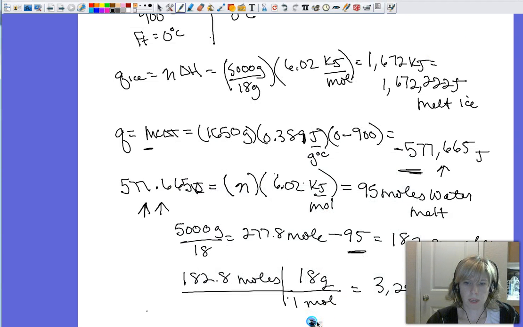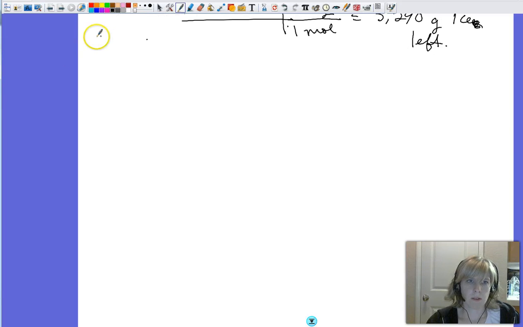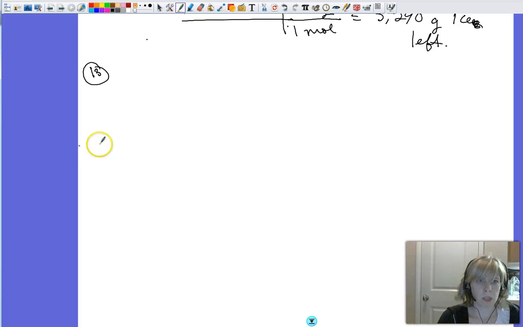Alright, so next, I think the last one I'll do right now, we'll do number 13. So 13 says one piece of copper jewelry at 105 degrees Celsius has exactly twice the mass of another piece of copper jewelry at 45 degrees Celsius. If the pieces are placed in contact, what will the final temperature be? So this one is a little tricky.